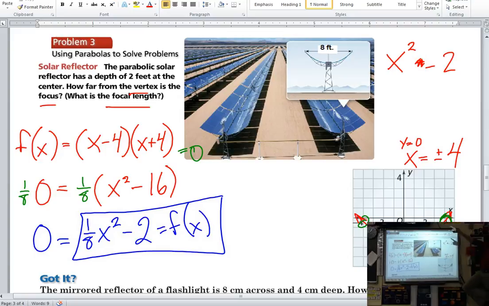Professional. If you go back up to the start slide, we have a vertical parabola. It has not been shifted horizontally. So how do we find the focus point? 1 over 4c. So if I'm doing 1 over 4c, 4 times what gives me 8? 4 times 2. So c, we then see, equals 2.